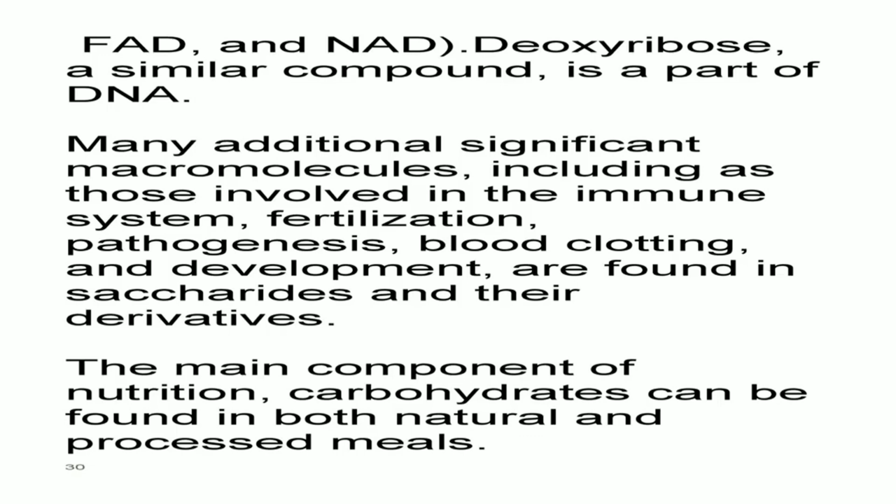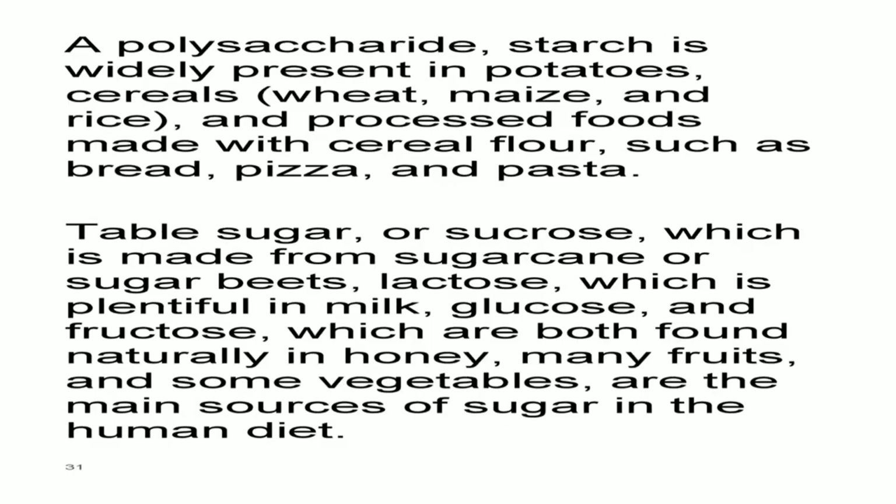The main component of nutrition, carbohydrates, can be found in both natural and processed meals. A polysaccharide, starch is widely present in potatoes, cereals, wheat, maize, and rice, and processed foods made with cereal flour, such as bread, pizza, and pasta. Table sugar, or sucrose, which is made from sugarcane or sugar beets, lactose, which is plentiful in milk, glucose, and fructose, which are both found naturally in honey, many fruits, and some vegetables, are the main sources of sugar in the human diet. Drinks and many prepared dishes like jam, biscuits, and cakes frequently have table sugar, milk, or honey added.